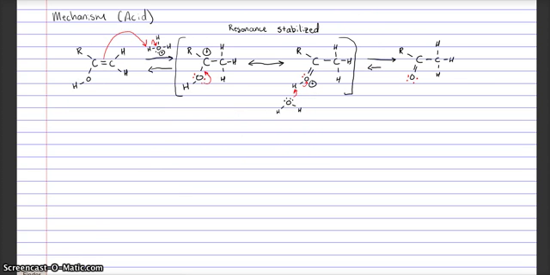So let's take a look at the mechanism of how this occurs. There's two ways that we can have a tautomerization. One of those will be in acid, and the other one will be in base. In the case of the reaction that we just looked at with the hydration, this will be an acidic tautomerization.